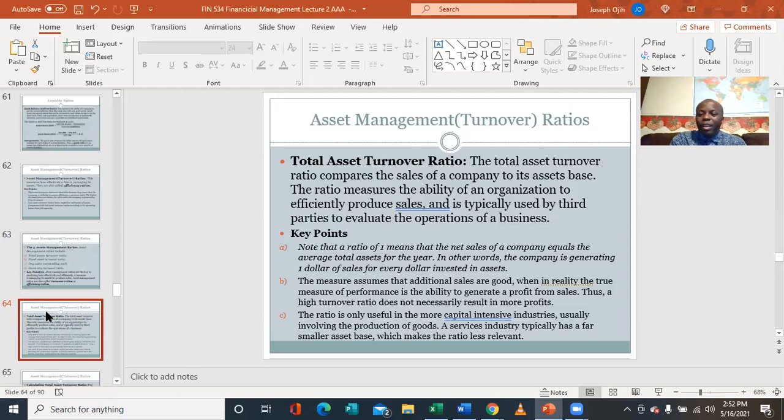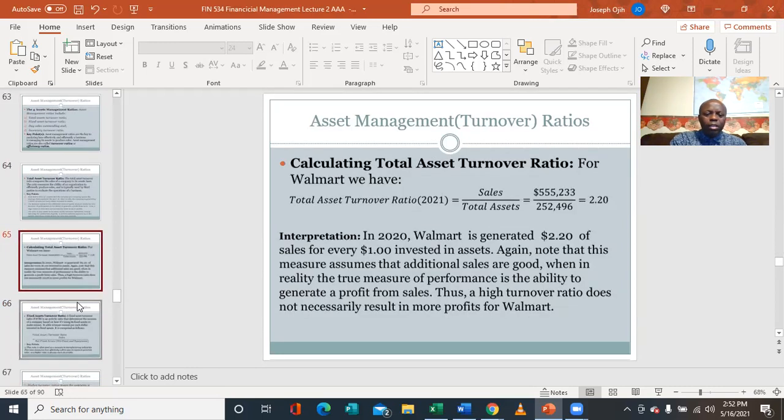Let's try an example. Like I said, I'm going to do the example with a real life company so you can see how these things work. The formula we use to calculate the total asset turnover ratio is sales divided by total assets. I hope you are ready to work. So let us begin work.